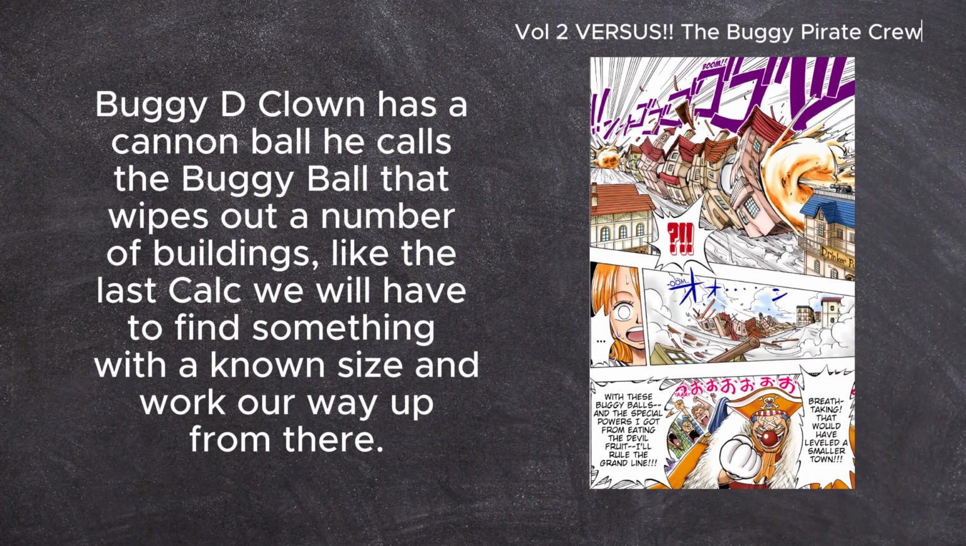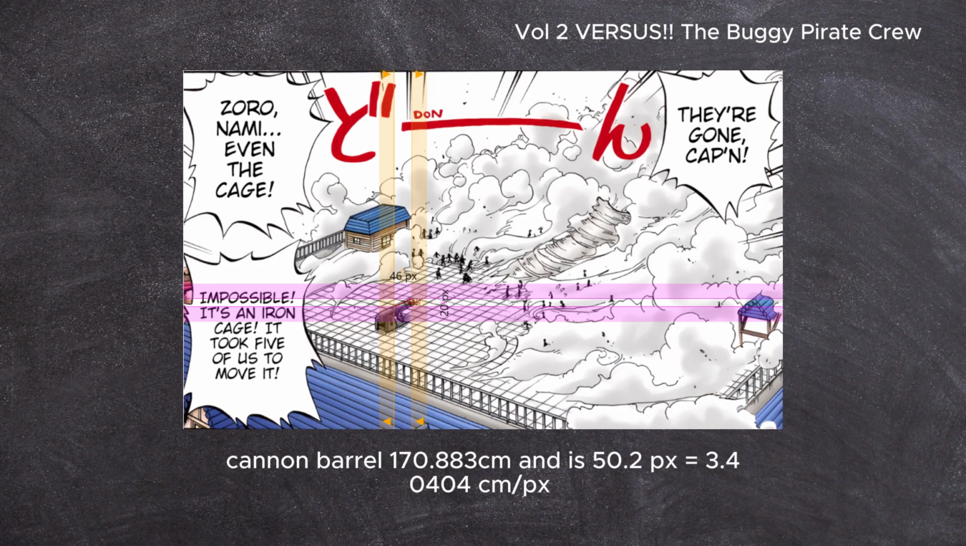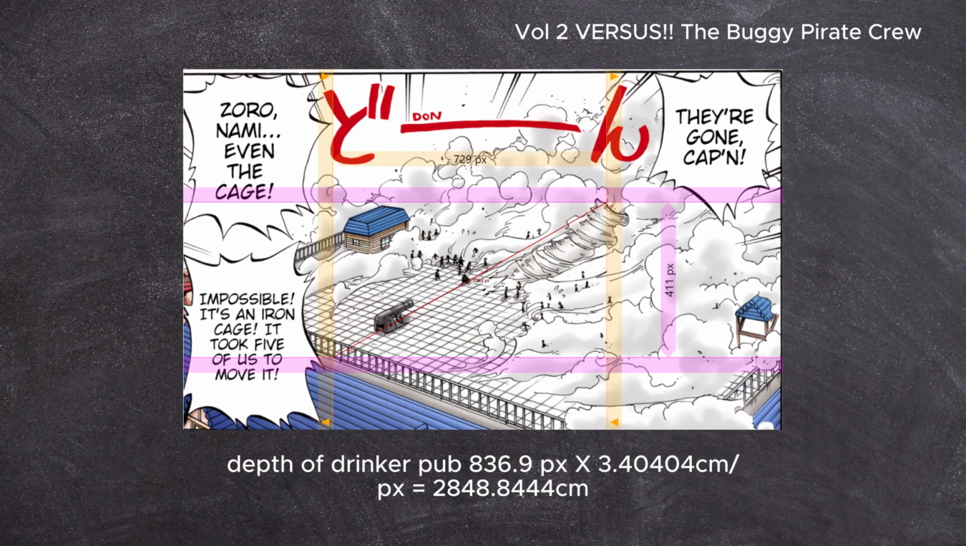Buggy D-Clown has a cannonball he calls the Buggy Ball that wipes out a number of buildings. Like the last calc, we will have to find something with a known size and work our way up from there. Nami has a height of 169 centimeters and is 359 px tall, which equals 0.47075 centimeters per px. The cannon barrel is 363 px times 0.47075 centimeters per px equals 170.883 centimeters. Cannon barrel 170.883 centimeters and is 50.2 px equals 3.40404 centimeters per px.